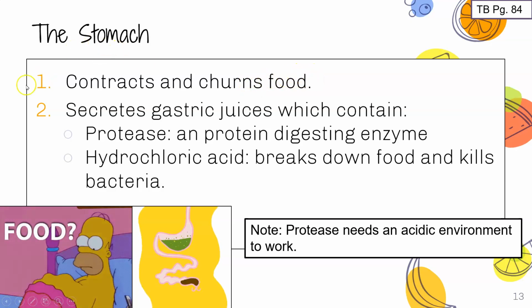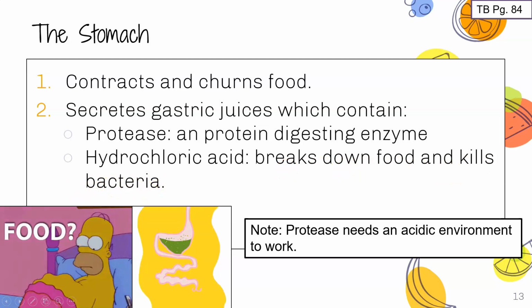But the stomach has 2 other important things. It secretes gastric juices, which contain protease, an enzyme that digests protein. So it's a protein digesting enzyme. And it also secretes hydrochloric acid, which breaks down food and kills the bacteria.